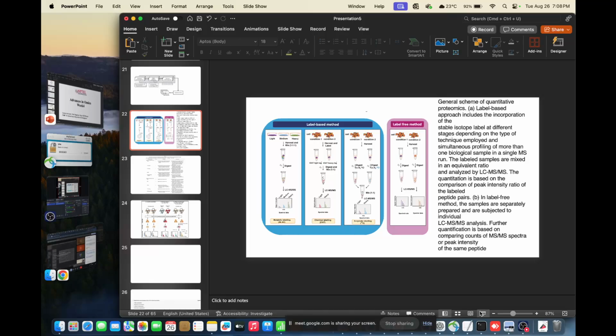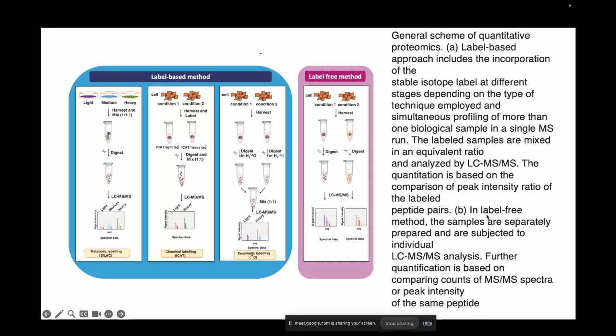So next, this is I think the last part. In this part we are going to talk about label-free and label-based methods for these MS/MS, mass spectrometric techniques. Label-based approaches include the incorporation of a stable isotope label at different stages depending on the type of technique deployed, and simultaneous profiling of more than one biological sample in a single MS run. The labeled samples are mixed in an equivalent ratio and are analyzed by LC-MS/MS. The quantification is based on the comparison of peak intensity ratios of the labeled peptide pairs.